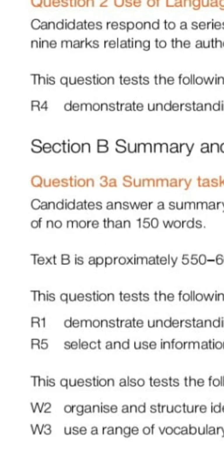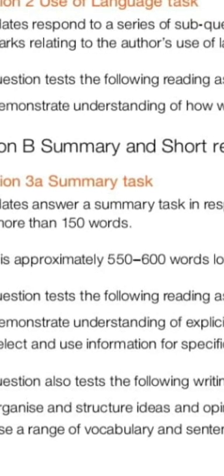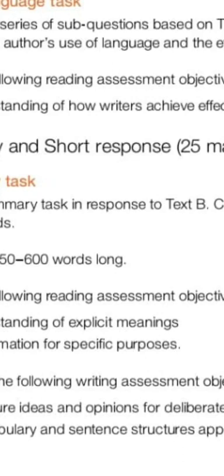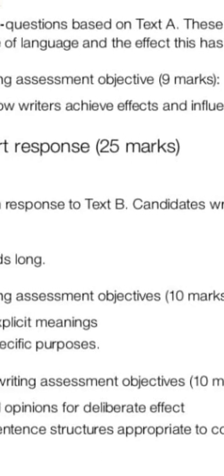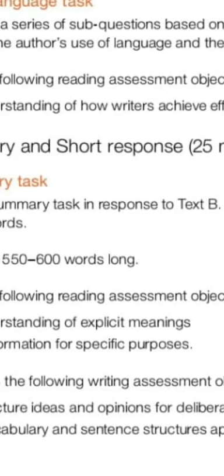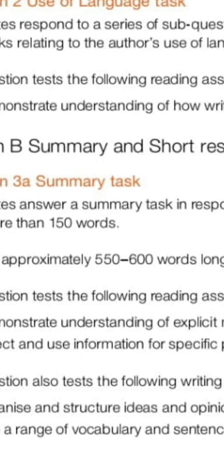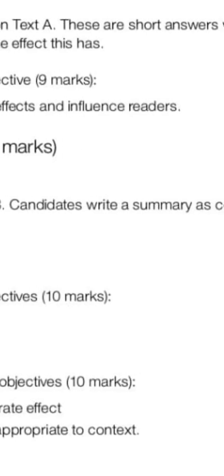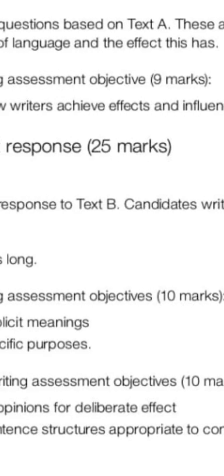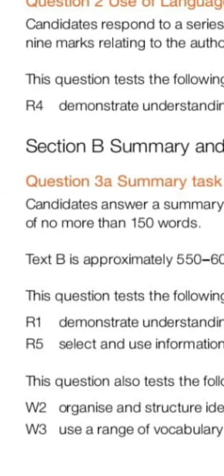W3, writing objective number 3, is use a range of vocabulary and sentence structure appropriate to the context. That means once you have selected the information, after that you are capable of using it with your own vocabulary or with the help of your own words for writing a good summary. That is our question 3A.